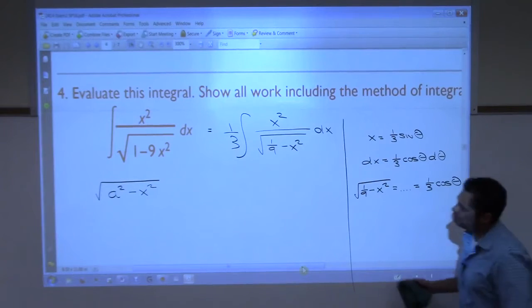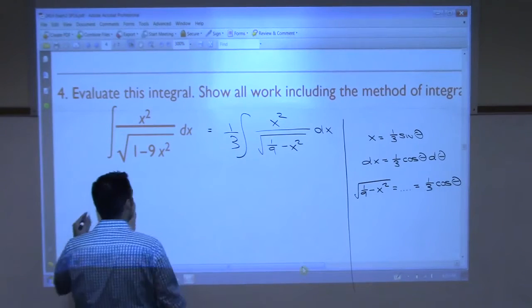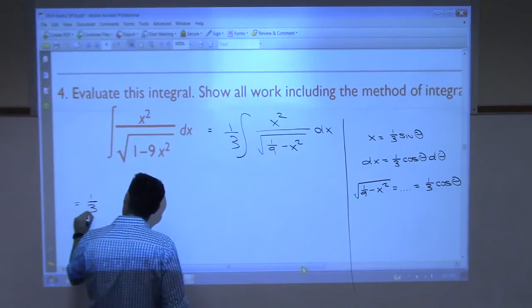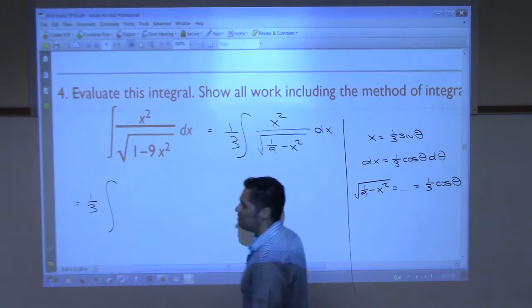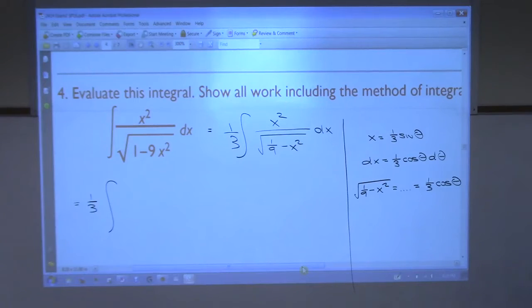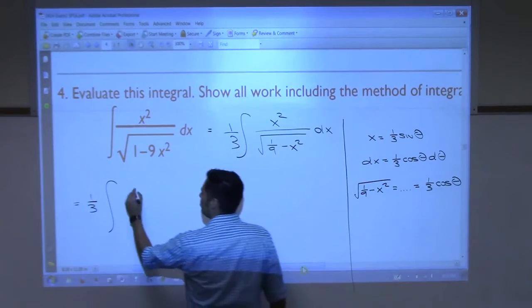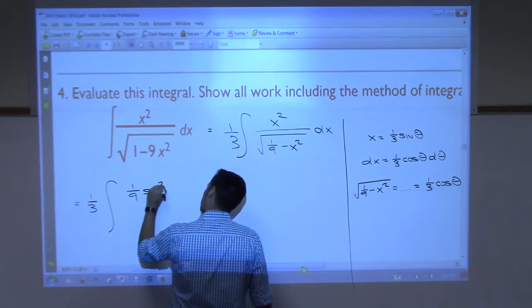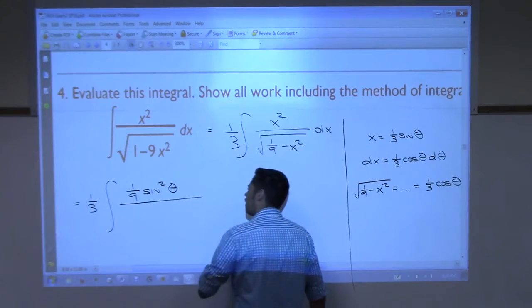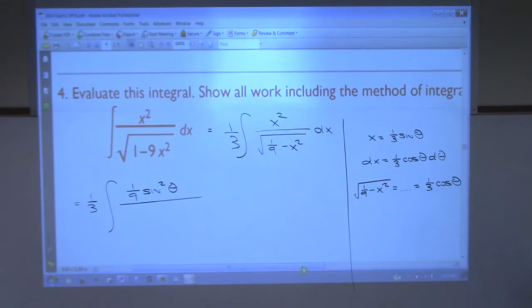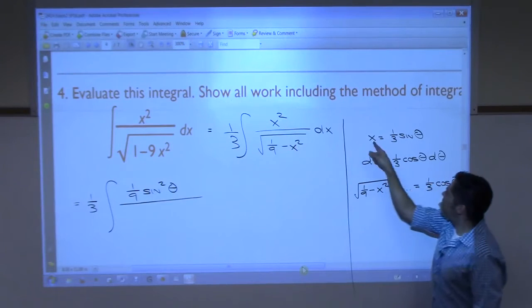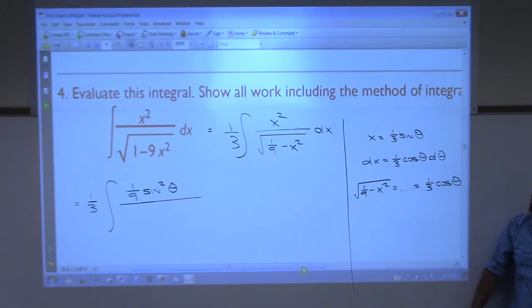Let's rewrite. 1/3 integral. What is x squared? The numerator, x squared, is 1/9 sine squared theta, over the square root of what? 1/9 minus x squared. Where's the x? The x right here, squared. This is x, and I square it. So the bottom is 1/9 minus 1/9 sine squared theta.